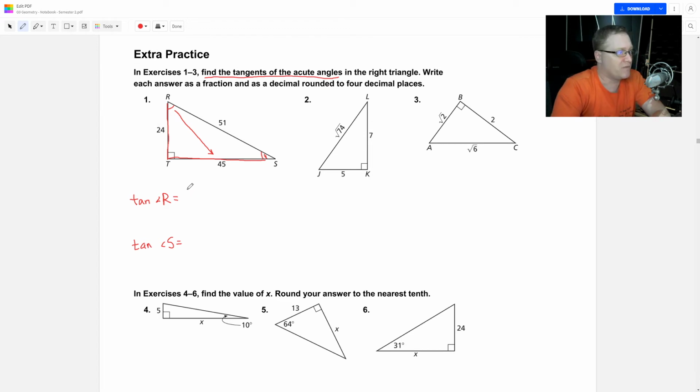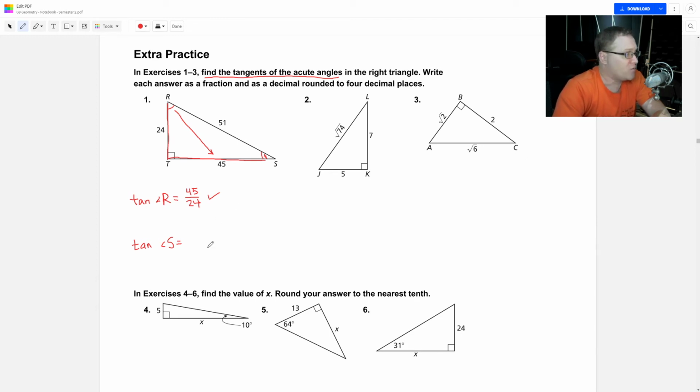All right. So we have 45 over 24. And that is the tangent, right? And you should try to put it into simplest terms if possible. Now in this one, this is simplest terms, right? Because 45 is 9 times 5, 24 is 6 times 4, or 8 times 3. There are no common factors here. So this is the answer for the tangent of angle R.